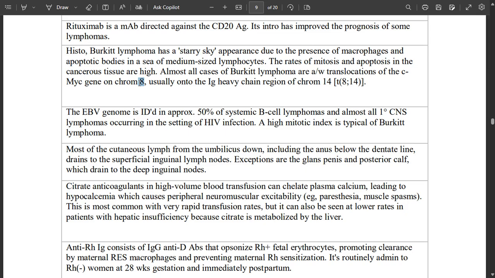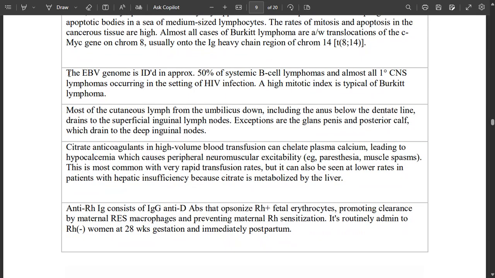In Burkitt's lymphoma there's a C-myc translocation, usually of chromosome 8 to the IG heavy chain region, the IGH region of chromosome 14. So the 8;14 translocation equals Burkitt's lymphoma. C-myc on chromosome 8 moves to the 14th chromosome, which has the immunoglobulin heavy chain locus, IGH, and thus results in overexpression of the C-myc gene, which is an oncogene.